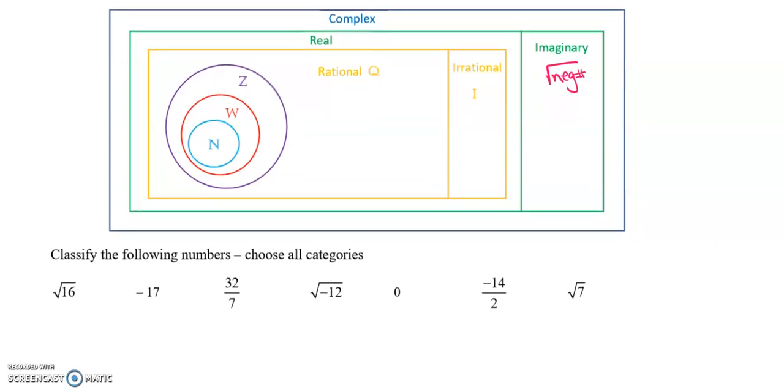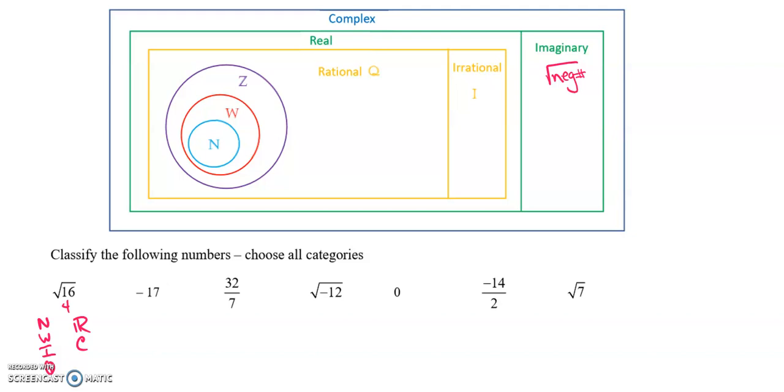Classifying the following numbers. The square root of 16 is really 4. So what's 4? 4 is a natural number. 4 is a whole number. 4 is an integer. 4 is a rational number. Oops, we use Q for rationals. And it's a real number, and it's a complex number. Once you start inside something, then everything else outside of that continues to work.